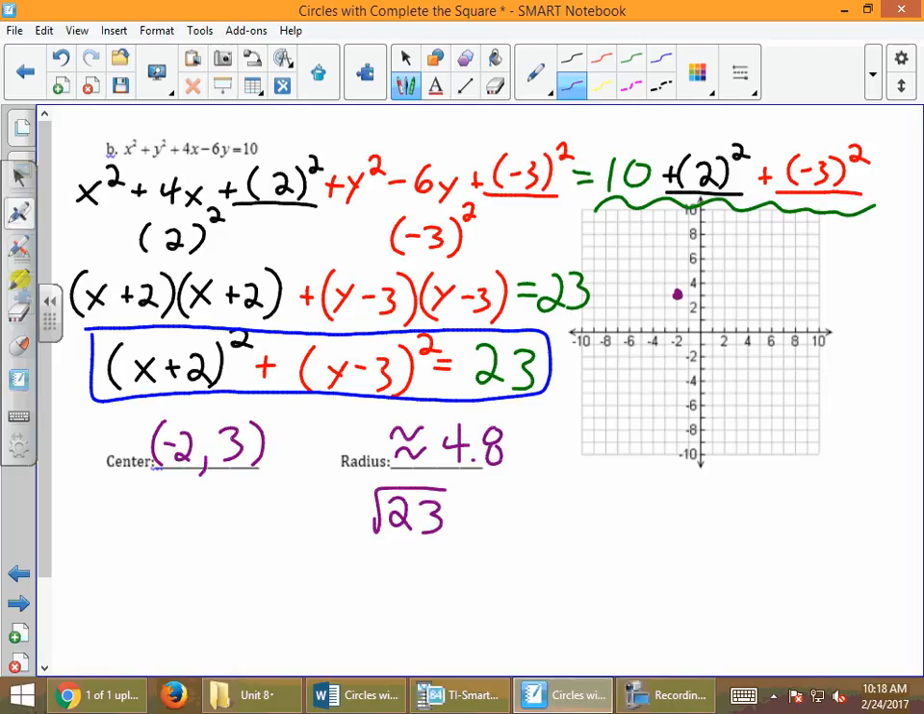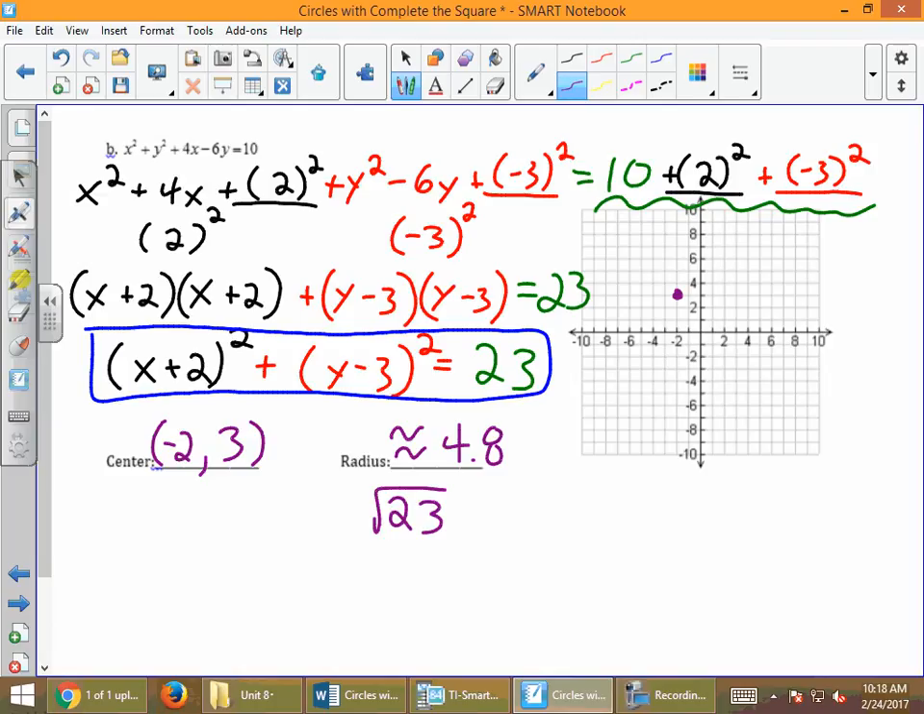Now, someone's going to say, how do I graph 4.8? You ever wonder that? Well, here's how you do it. What I do is, I'm going to count 5, just go back a little bit. I'm going to do that for every single direction.